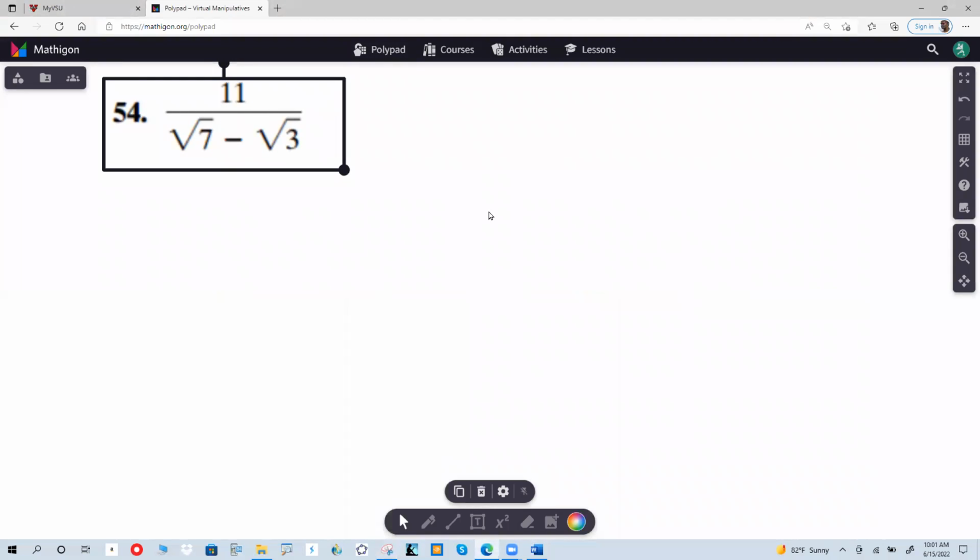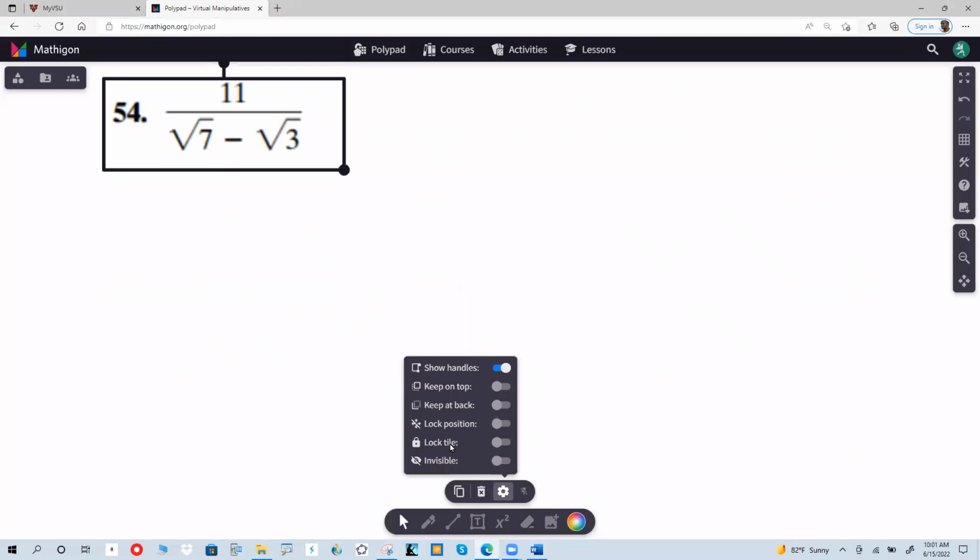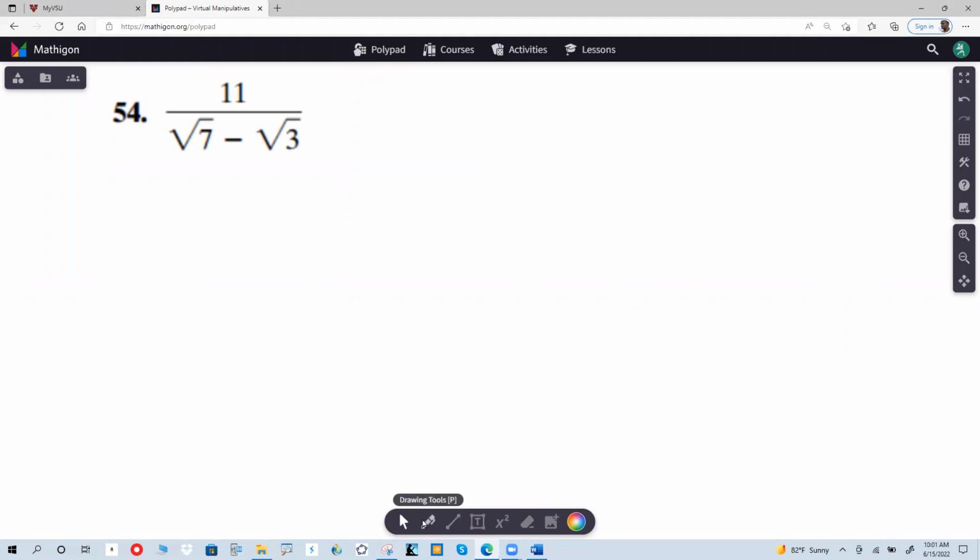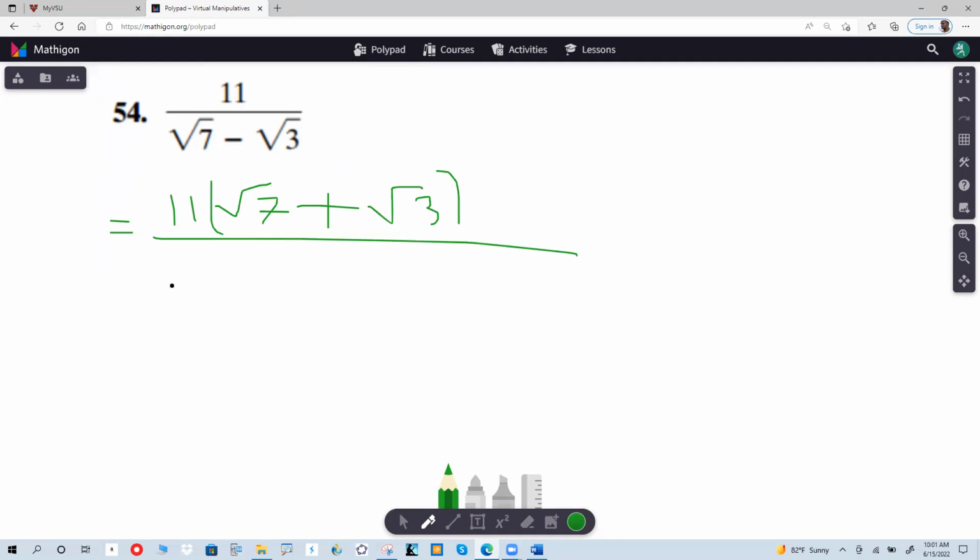So I'm not going to write the conjugate separately. I'm going to find the conjugate of the denominator, which is square root of 7 plus square root of 3. And I'm going to multiply both the top and the bottom by the conjugate. And I'm going to just FOIL it.